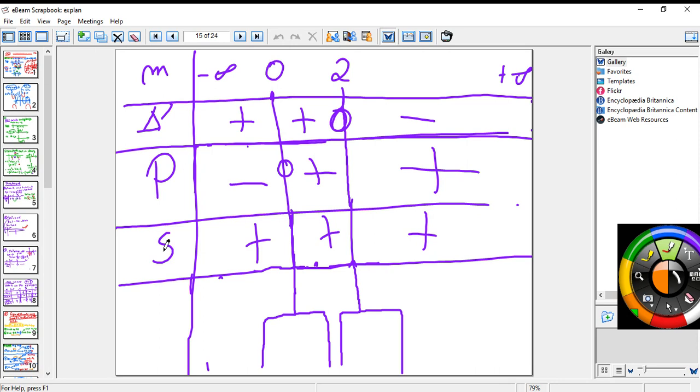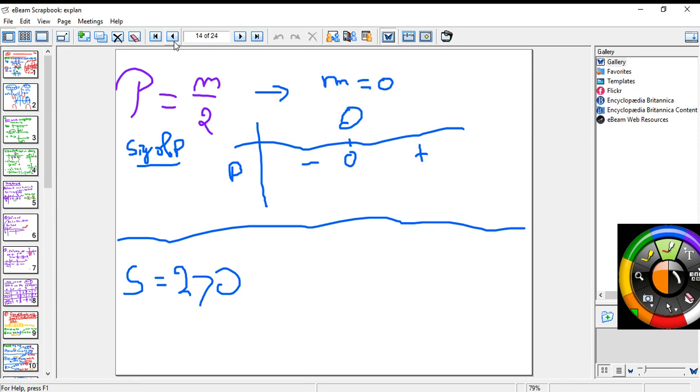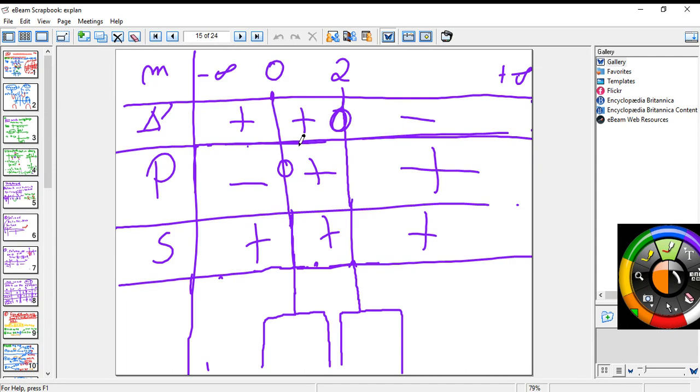Now, delta we said, if it's bigger than 2, m is negative. Less than 2, positive. Those are positive and equal 0. For P, I will go to the table of P. P, I have it 0 for 0. Bigger than 0, positive. Less than 0, negative. So I'm going to write it bigger than 0 here. Everything bigger, positive. Less, negative here, 0. And S is also positive.